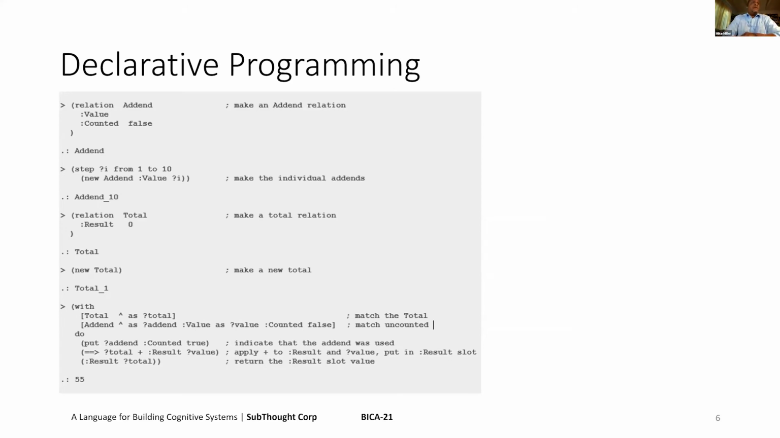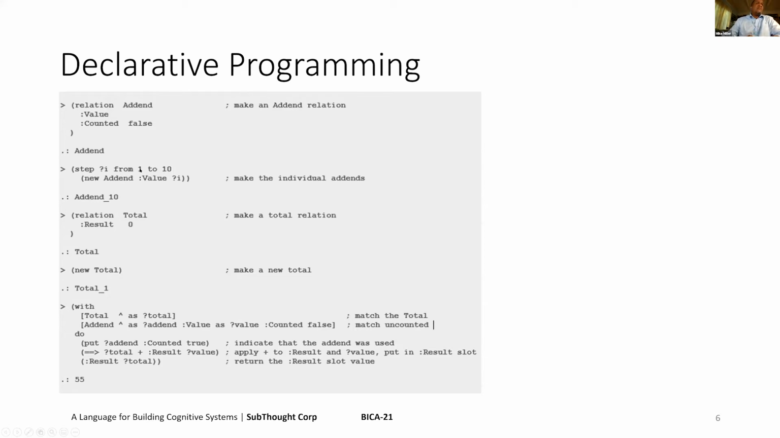In declarative programming, we declare relationships and we create instances of those relationships. And then we can match over those relationships with patterns and do particular tasks. Here we declare a relation called addend, and we have two slots, value and counted. Value has no default value, so it will default to nil, and counted defaults to false. And that gives us our addend.